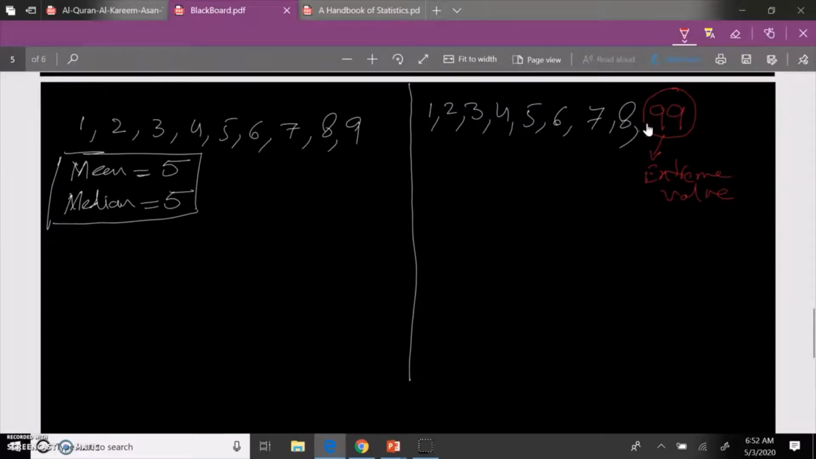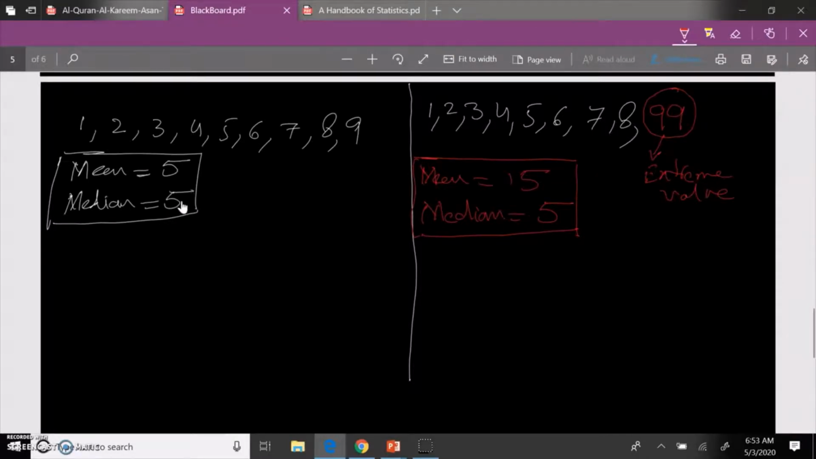Now I ask you guys to pause this video and compute, for your practice purpose, the mean and the median. So in this situation, the mean comes out to be 15, and for your surprise, the median is the same, 5. The median is the same, but the mean is 15. Now what is the point? What is the point which I want to make?